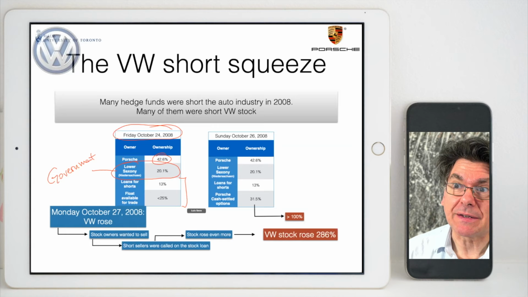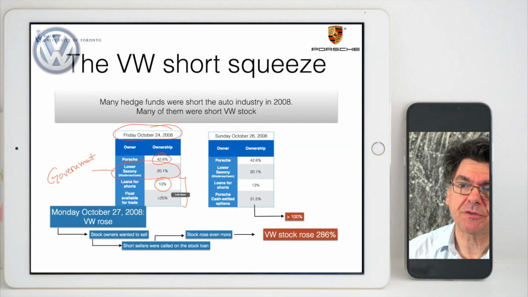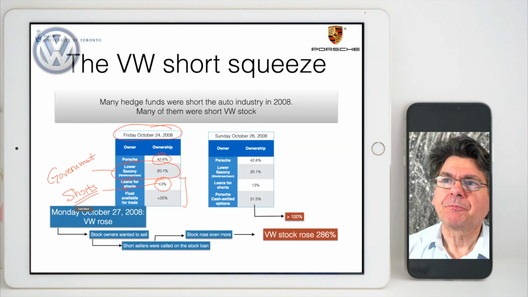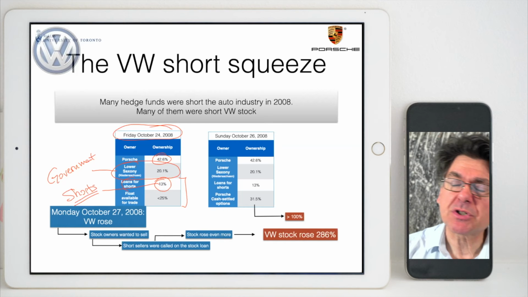And at that time, 13% of the stocks were on loan for shorts, which meant that people had borrowed the stock to short sell it. So 13% of the stock was shorts. Okay, this is considered to be safe. This stock does not trade.